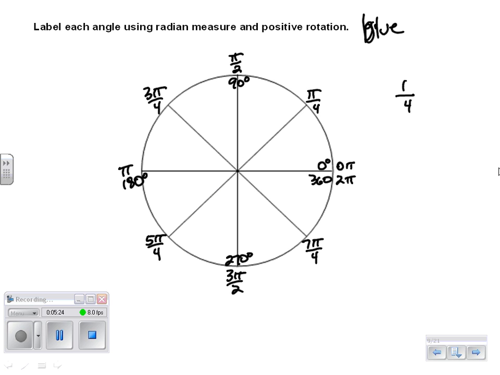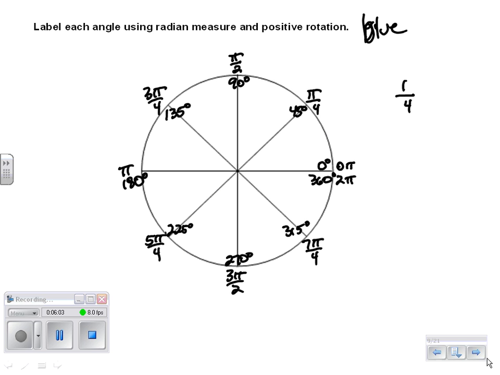Now in degrees, all the way around the top half is 180, but we've divided by 4. So pi over 4, you need to always be able to relate this to 180 divided by 4, which is 45 degrees. And then 90, then 135 degrees, 180, 225, 270, 315, and 360.